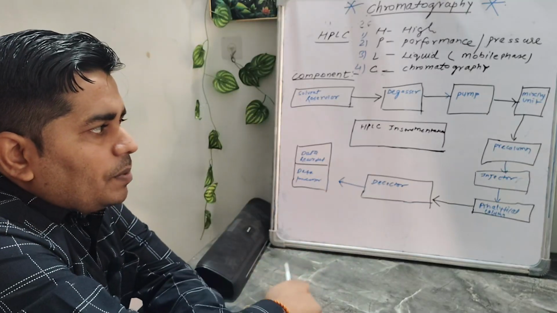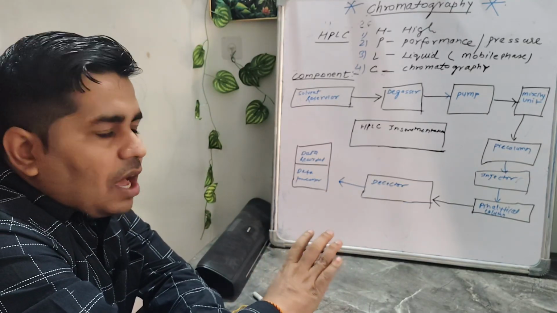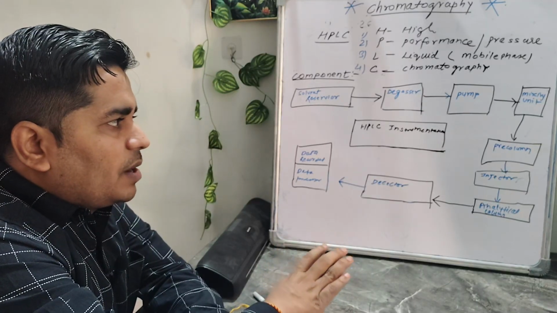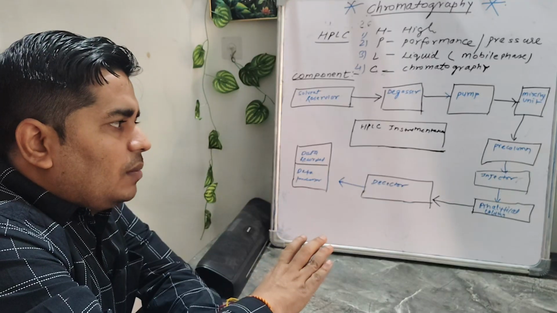Now the pre-column is known as a column after mixing. The impurities due to the mobile phase and undissolved gases are pre-retained in the pre-column.